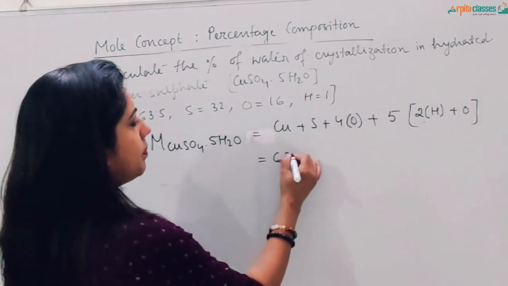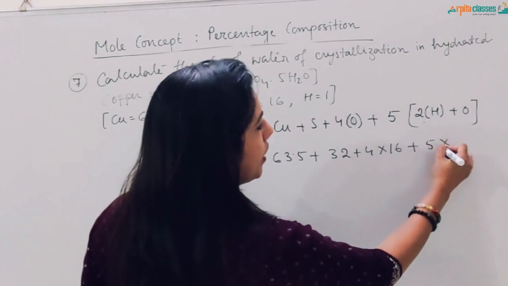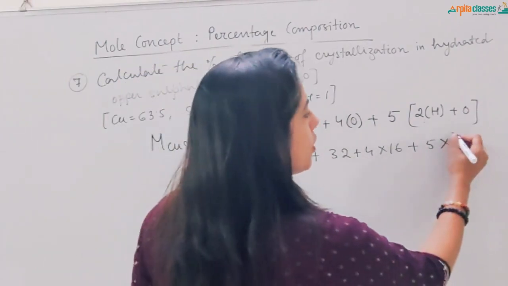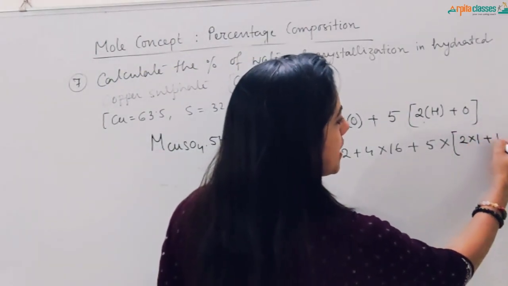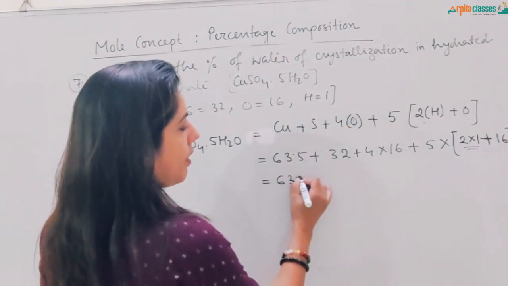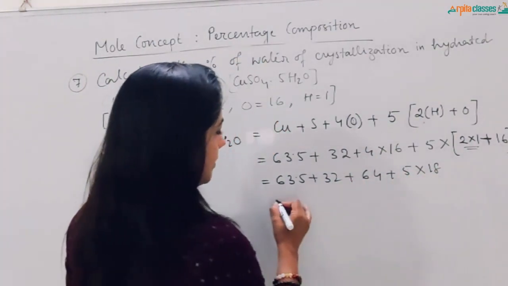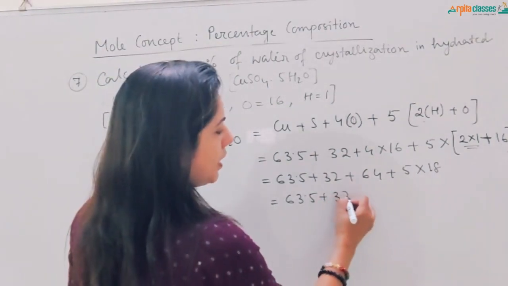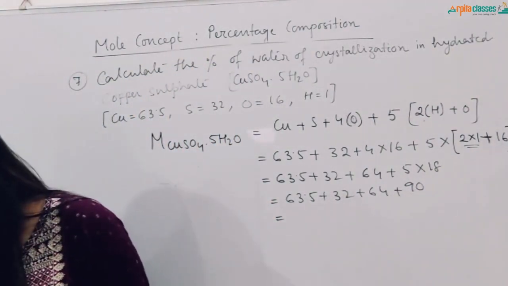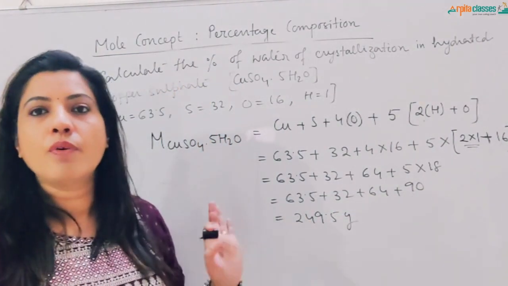Now copper is 63.5, sulfur is 32, plus 4 into oxygen is 16, plus 5 into, now the molecular weight of water is 18, that we must know, but if you do not know, we can do it here. 2 into 1 plus oxygen is 16, so finally it will come 2 plus 16, that is 18. So 63.5 plus 32 plus 4 into 16 is 64 plus 5 into 18 is 90. If you calculate this, it will come 249.5 grams. This is the molecular weight of copper sulfate.